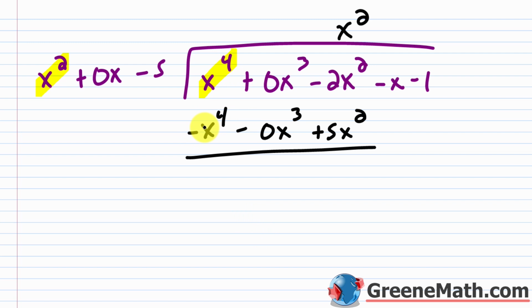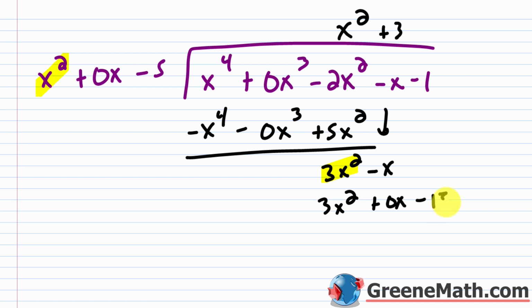X to the fourth power minus x to the fourth power, that's gone. 0x cubed minus 0x cubed, that's gone. Negative 2x squared plus 5x squared would be 3x squared. Let's drop down this minus x here. And again, let me go ahead and get rid of that. And I'm going to highlight this guy. So leading term into leading term. So what is 3x squared divided by x squared? Well, that's just going to be 3. So plus 3. Then multiply 3 times x squared is 3x squared. And then you're going to have 3 times 0x. You can just put plus 0x if you want. And then 3 times negative 5 is minus 15. Okay?